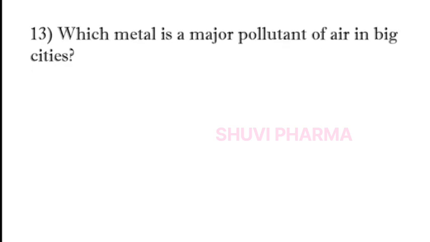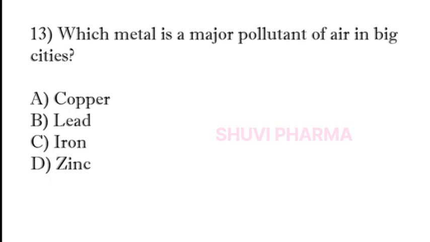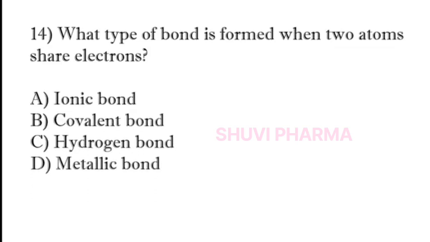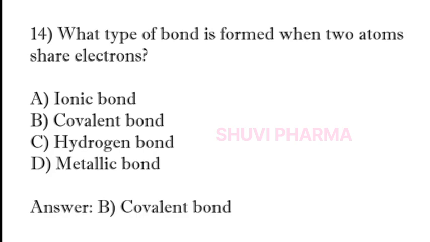Which metal is a major pollutant of air in big cities? Copper, lead, iron, zinc. The correct answer is option B, lead. Which type of bond is formed when two atoms share electrons? Ionic bond, covalent bond, hydrogen bond, metallic bond. The correct answer is option B, covalent bond.